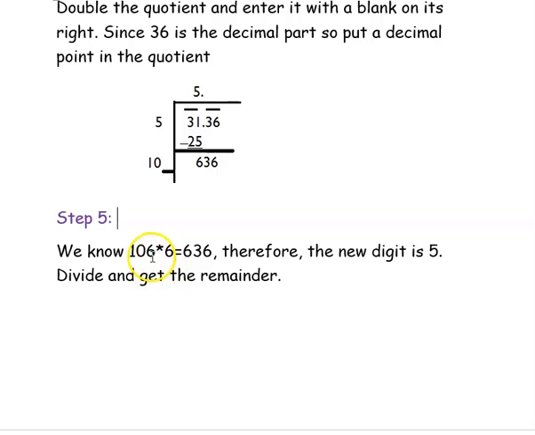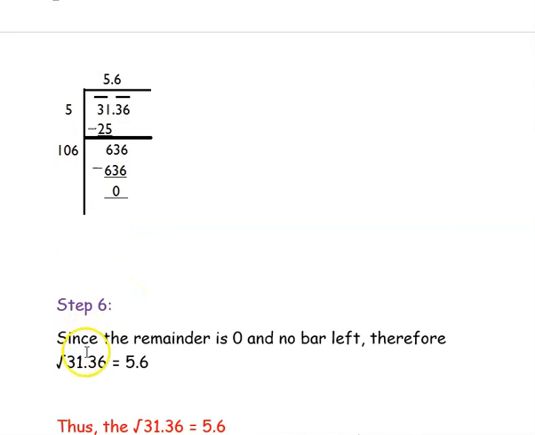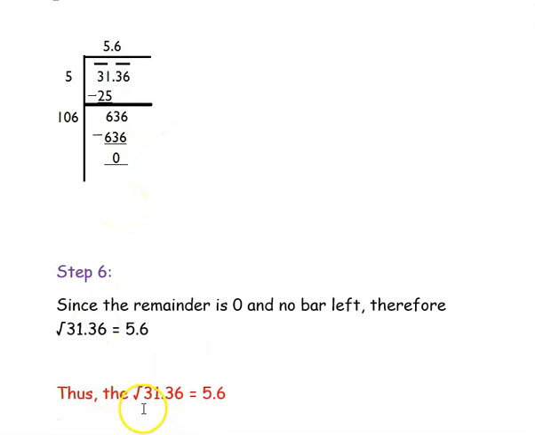So I have found out that number to be 6. So I have written 6 here and also 6 here. So 106 into 6 is 636. So now I am subtracting this. 636 minus 636 is 0. In the next step, since the remainder is 0, there is no bar left. So therefore we can stop here and we can say that the square root of 31.36 is 5.6.